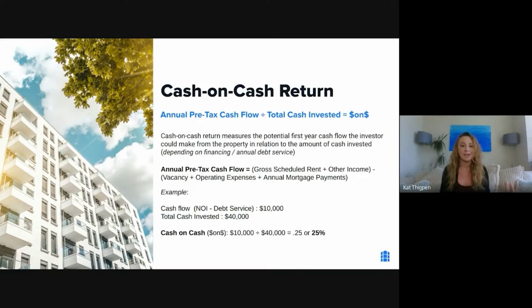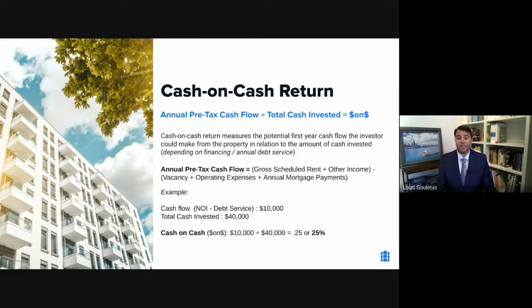And just a basic example to give before you jump in, Louis. Cash flow: NOI minus debt service is $10,000. Your total cash invested, let's say, was $40,000. Your return would be the $10,000 divided by the $40,000, which gives you a 25% cash on cash return. Does that sound right so far, Louis?